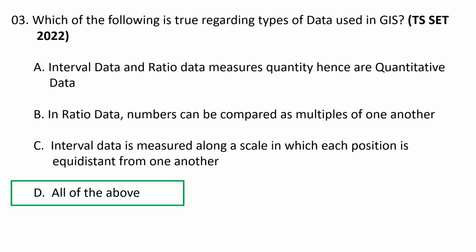Interval data and ratio data measure the quantity. That's why they are known as the quantitative data, and this is correct. And B, in ratio data, the numbers can be compared as multiples of one another. This is also true. And C, the interval data is measured along a scale in which each position is equidistant from one another. So this is also correct. So all of the above is the correct answer. D is the correct answer.